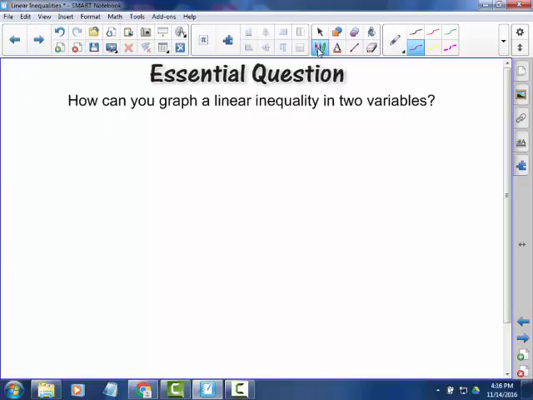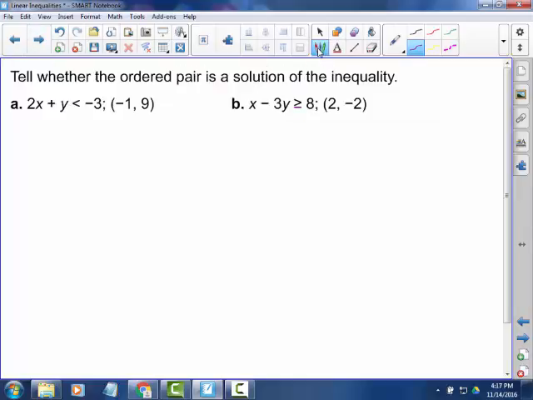The essential question for today is, how can you graph a linear inequality in 2 variables? How can we graph it? We're probably going to see some grids, right? First, though, it says, tell whether the ordered pair is a solution of the inequality. Well, that doesn't seem to have anything to do with graphing, but let's go ahead and take a look at these. If it's a solution, when we substitute the numbers in for x and y, then we should get a true statement, just like we did on the first slide.